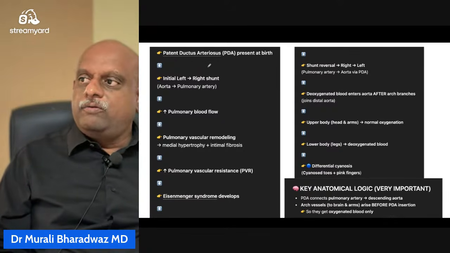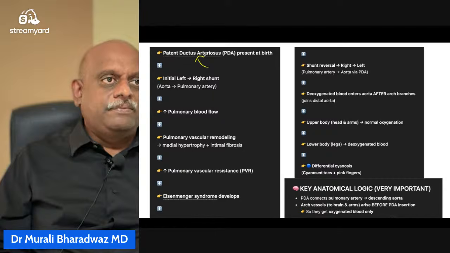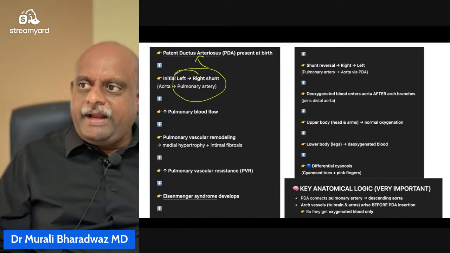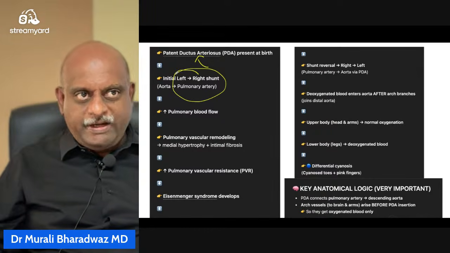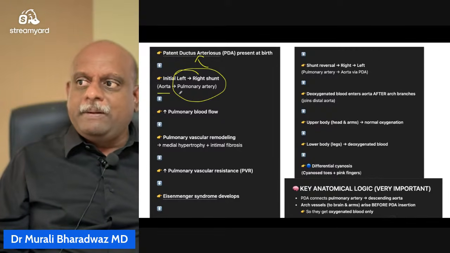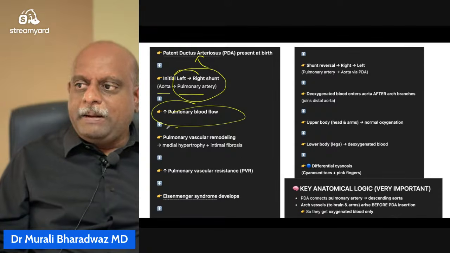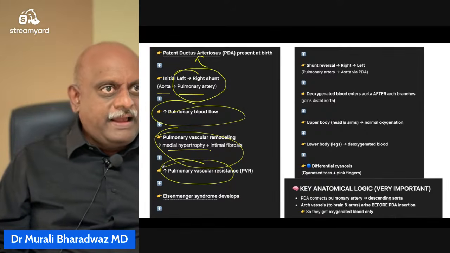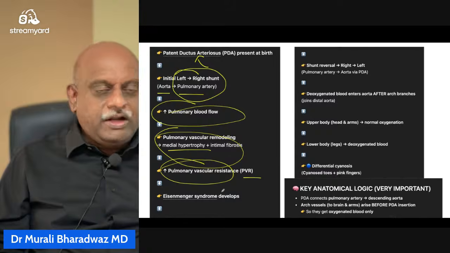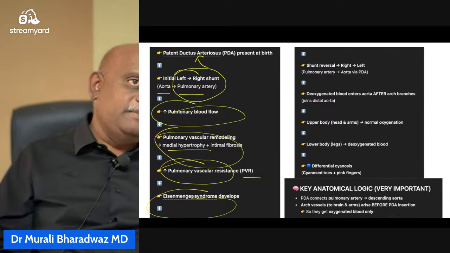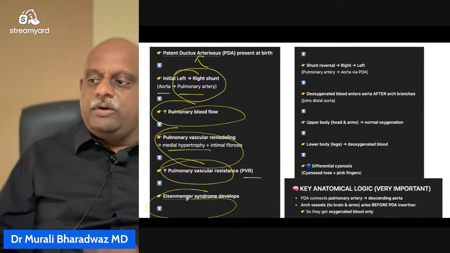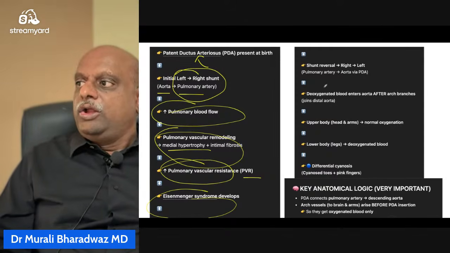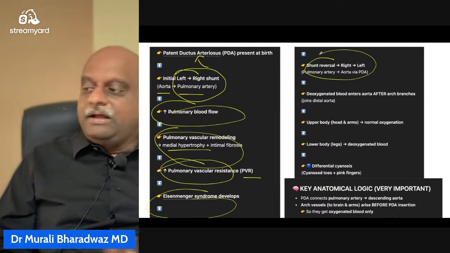Now, first, PDA is present. Because of that, from left to right, blood is moving, that is from aorta into pulmonary artery. That will increase the pulmonary blood flow. That leads to pulmonary vessels remodeling. Media undergoes hypertrophy, leading to increased pulmonary vascular resistance and pulmonary hypertension. That will cause the reversal of the shunt from right to left, leading to Eisenmenger. So a shunt reversal caused right to left.